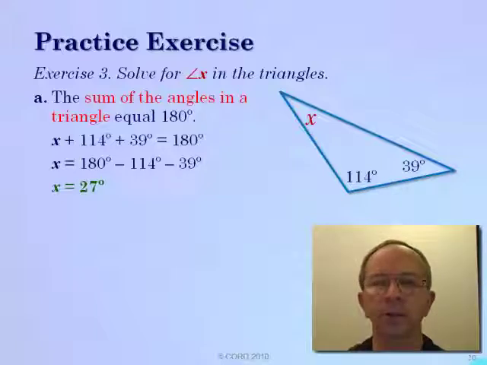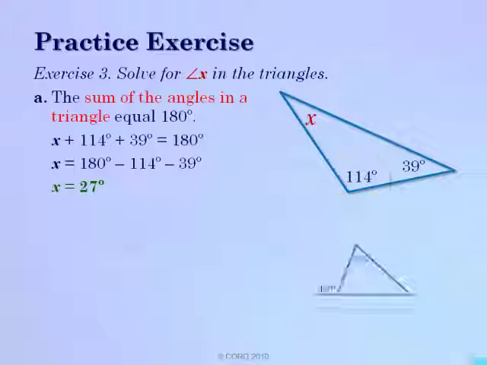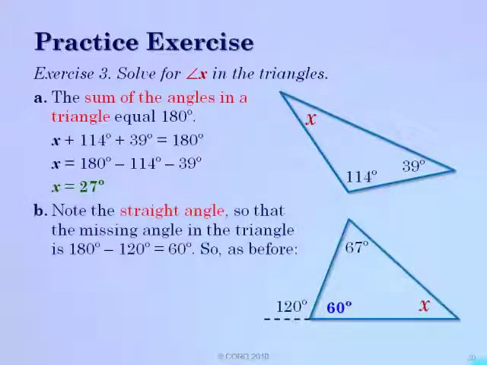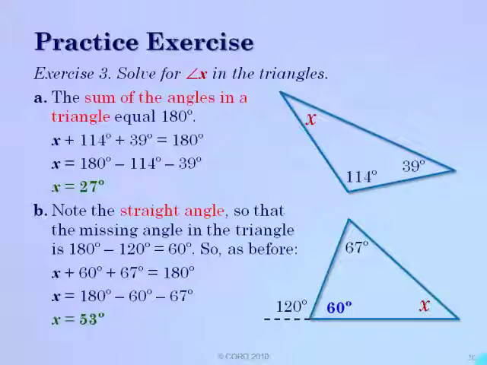And what kind of triangle is that? Is that an obtuse triangle or an acute triangle or what? Right, it's an obtuse triangle because it's got one angle that's greater than 90 degrees in it. Now note the straight angle in this triangle so that you can identify that the missing angle here must be 60 degrees, right? So 180 minus 120 is 60 degrees. So now you can solve for x just like before, x plus 60 plus 67 must equal 180, and x is equal then to 53 degrees.